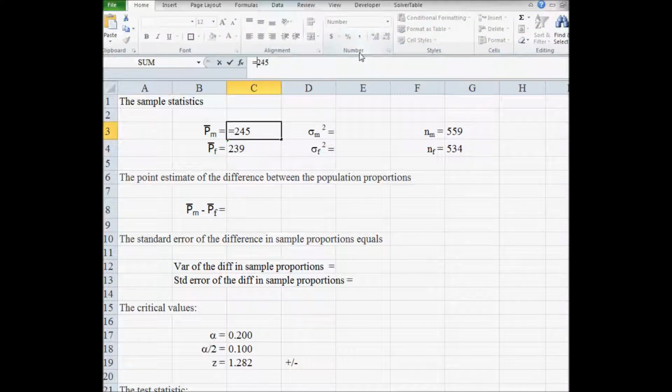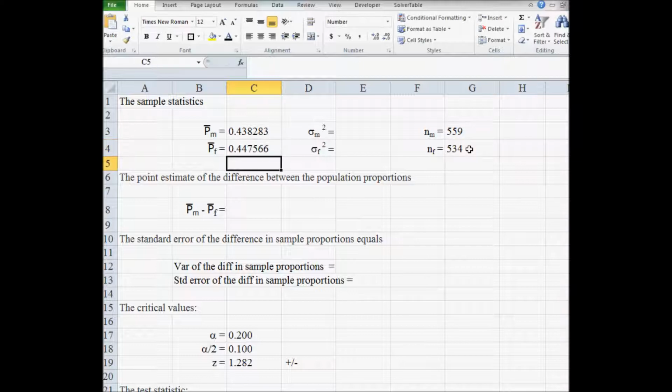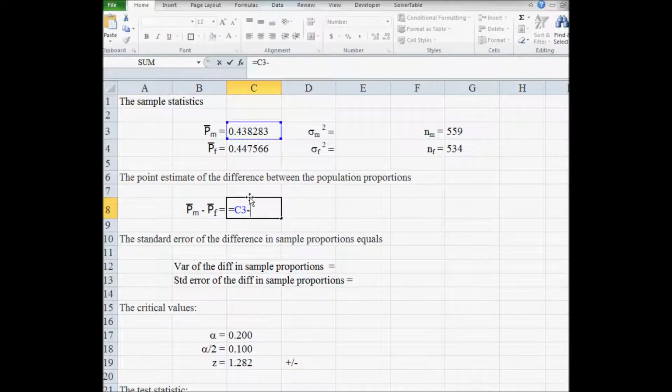The sample proportion is the number of males that approve of the president divided by the sample size. The sample proportion of females who approve of the president is the number that do approve of the president divided by the number of females in the sample. The point estimate of the difference between population proportions is the proportion of males who approve of the president minus the proportion of females who approve of the president. And we're going to copy this to 5 decimal places into Cengage Now.